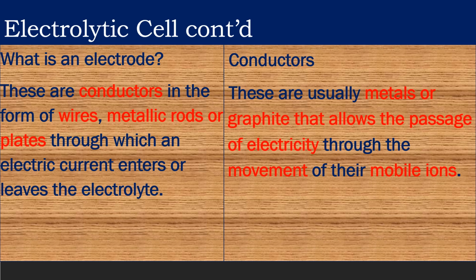Alright, what is an electrode? Electrodes are conductors in the form of wires, metallic rods, or plates through which an electric current enters or leaves the electrolyte. They are the passage for electric current to enter the electrolyte or to leave the electrolyte. So, what are conductors? Conductors are usually metals or graphites that allow the passage of electricity through the movement of their mobile ions.